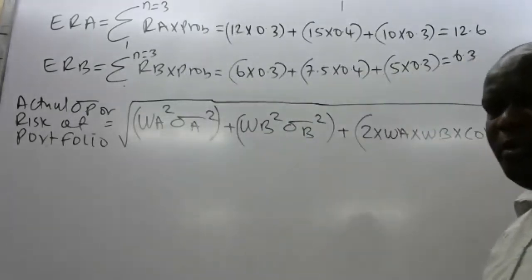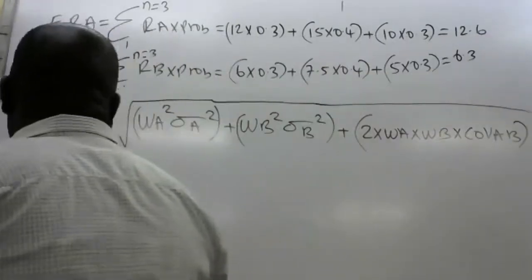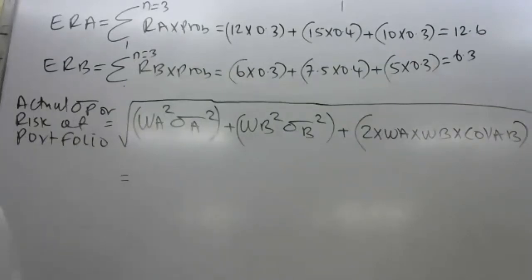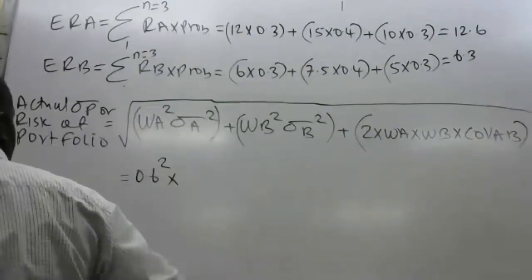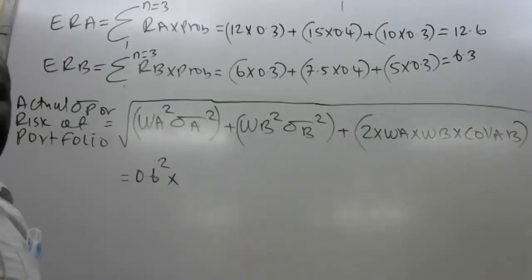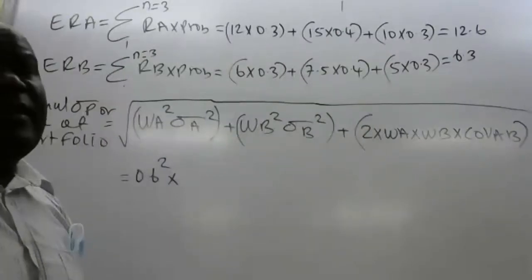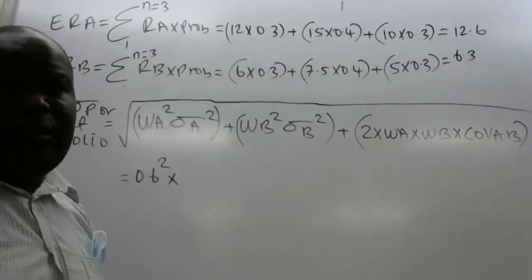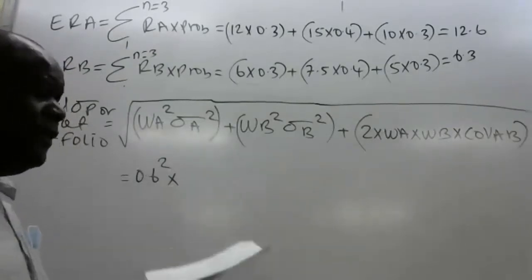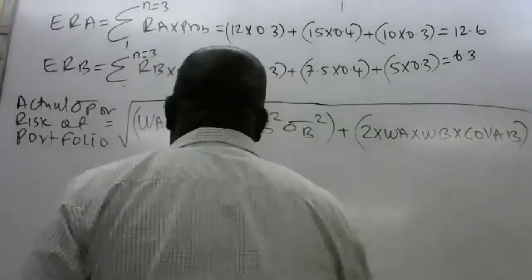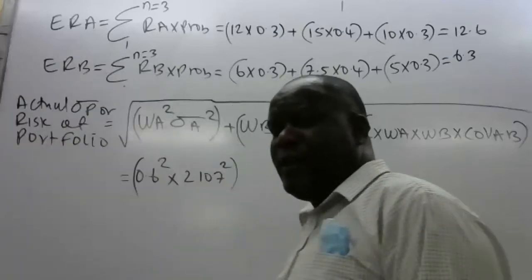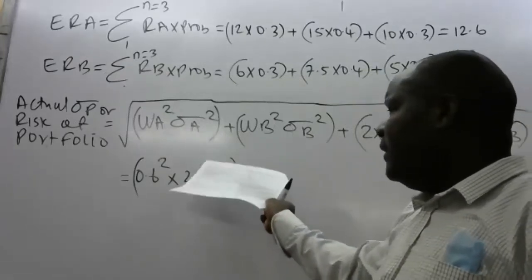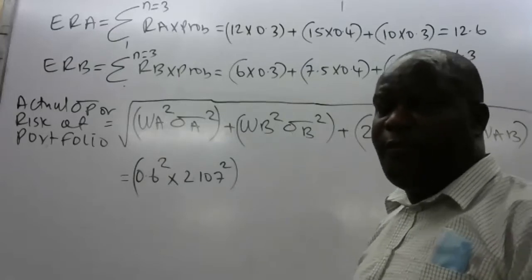So the proportions, we already have them, like what we used up there in Roman letter 3. The first proportion for A, remember, was 60%, which is the same as 0.6. So 0.6 squared, times the variance for A. You already had a variance before you got the standard deviation. That variance was 4.44. But to do away with the confusion, I would just use the standard deviation, 2.107, and square it. But if you know this is the same as the variance, just use it directly the way it was, 4.44.